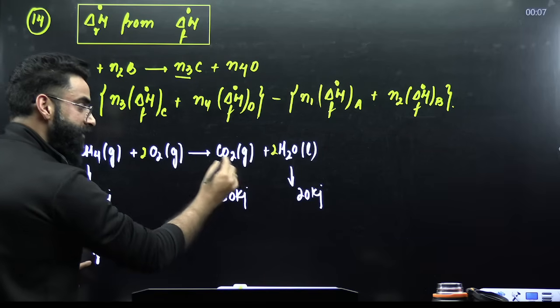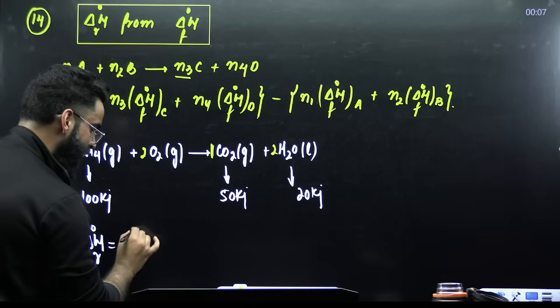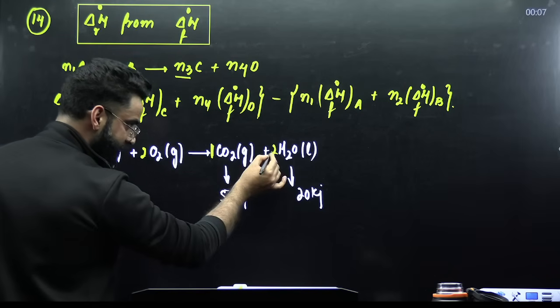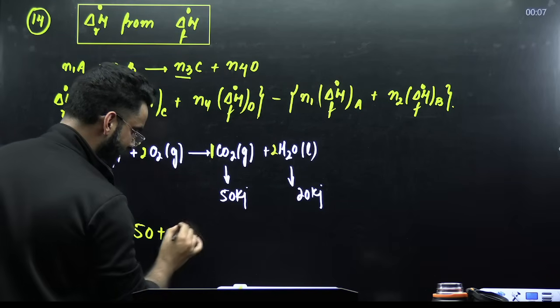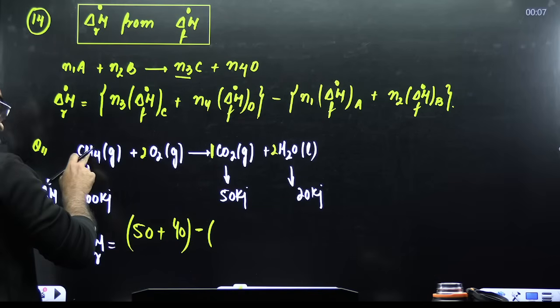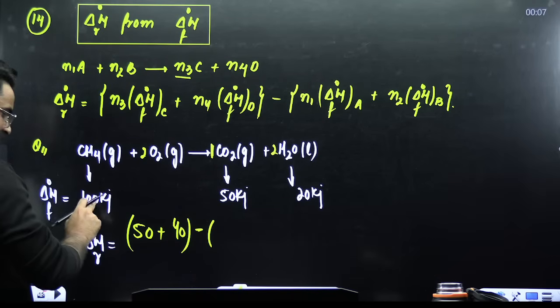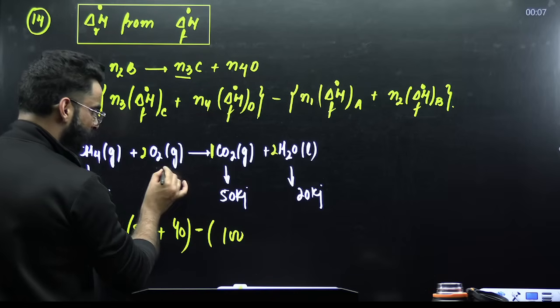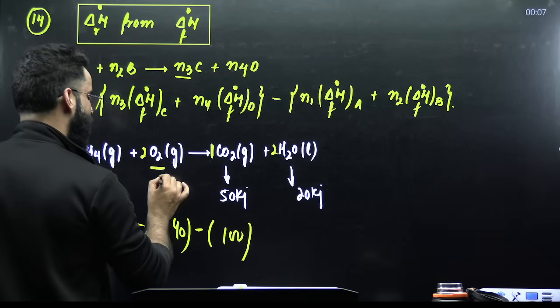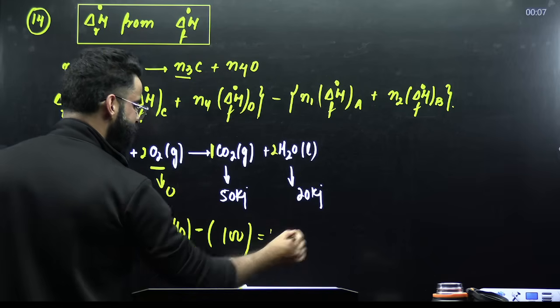Now, enthalpy of reaction is equal to enthalpy of formation of products. So, start from here. Stoichiometric coefficient is 1 multiplied by the enthalpy of formation of carbon dioxide, that's 50, plus stoichiometric coefficient 2, enthalpy of formation of water, 2 into 20, that is 40, minus the enthalpy of formation of reactants, CH4, its stoichiometric coefficient is 1 multiplied by its enthalpy of formation. Now, this oxygen, it's in standard state. And whenever an element is in standard state, its enthalpy of formation is taken as 0, right? Solve this and get the result.